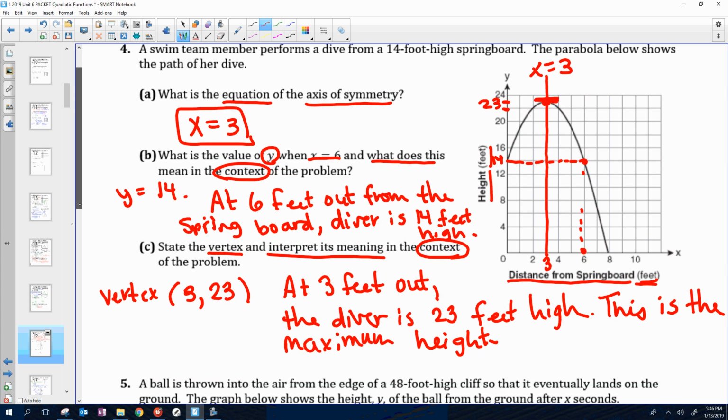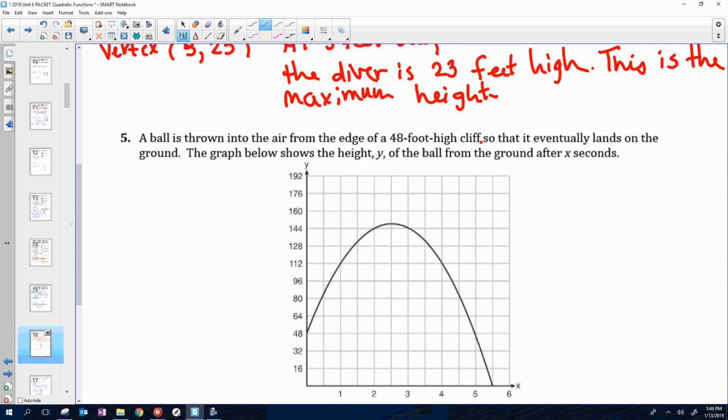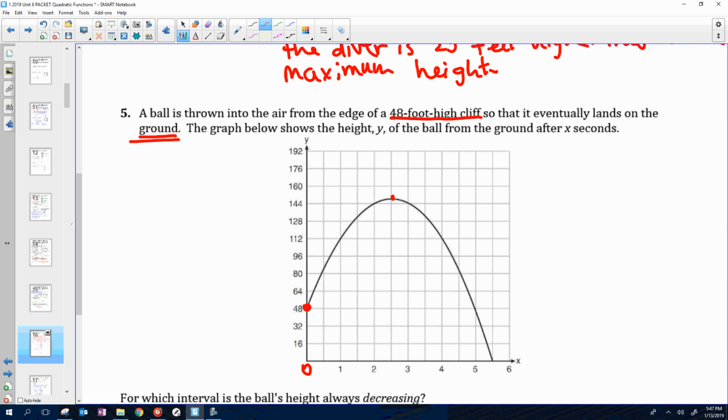All right. Hopefully you're understanding this. A ball is thrown into the air from the edge of a 48-foot cliff. And if you notice, this cliff is at time 0. So it eventually lands on the ground. So it goes up when you throw it, reaches a maximum, comes back down, hits the ground when the height is back to 0. No labels on this graph, but I'm thinking this might be time along this axis, and this might be height over here. Okay, let's see what it says.